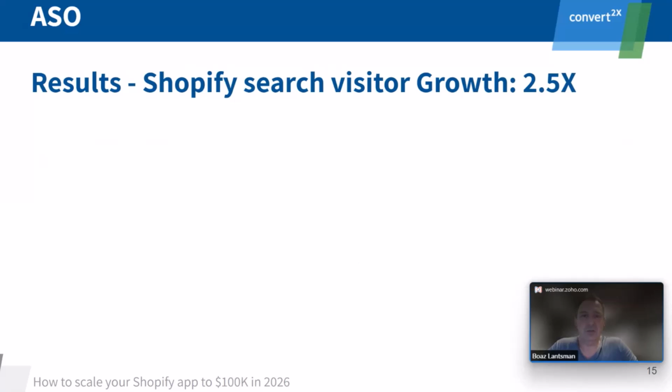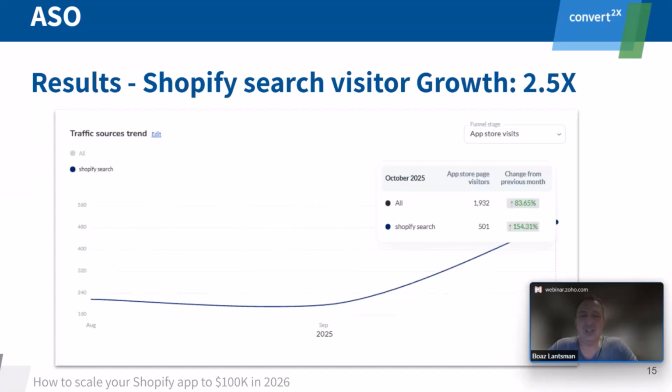Let me show you an example. Like I said, I also have an agency. So this is work of the agency for ASO. And this is a real app that had this data. This is a screenshot, and most of the screenshots I'll show you are from Price. So we're looking at Shopify search traffic only. And you can see here August, September, and October.